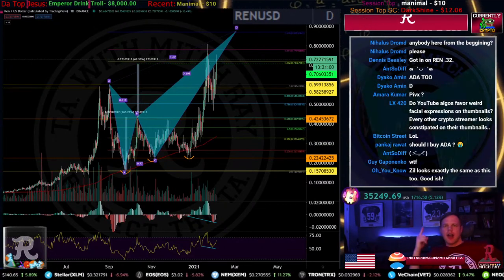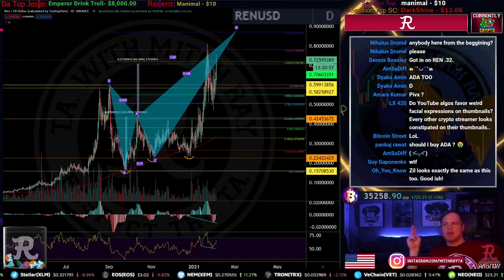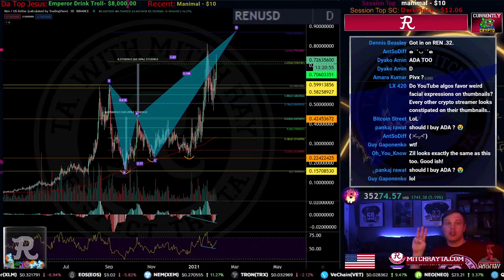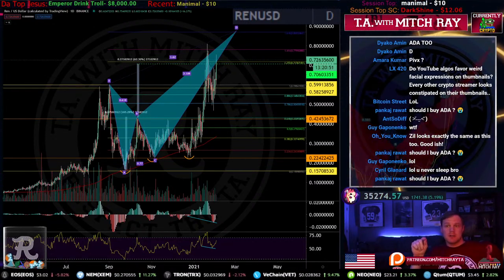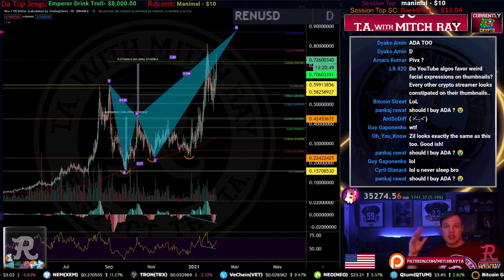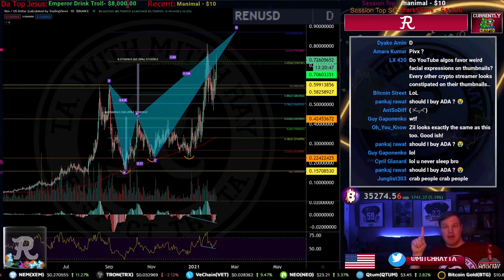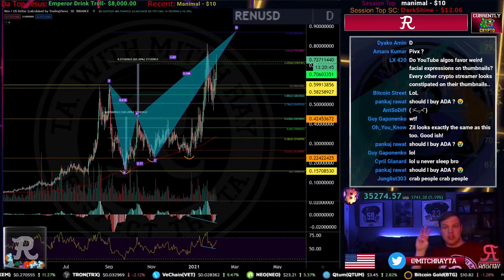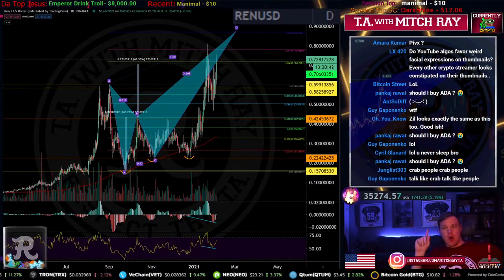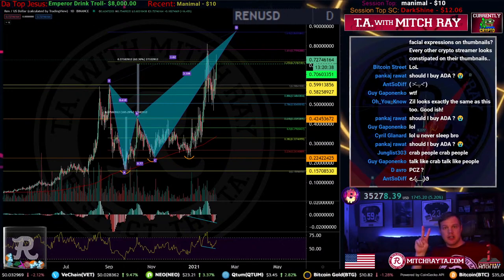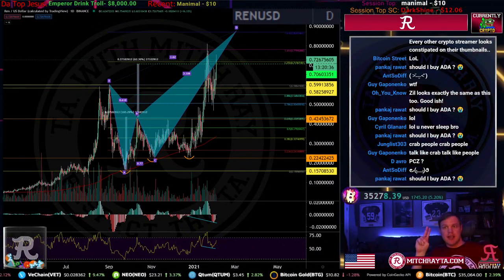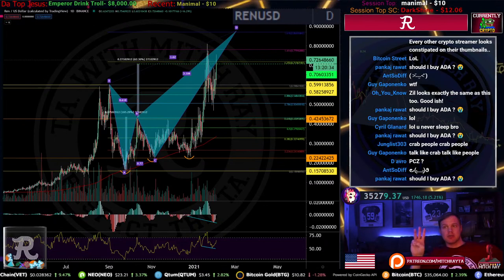And man, you got crabs, you got deep crabs, you got butterflies. They're so similar. The B point is it. The B point tells you everything about whether it's a crab, a butterfly, or a deep crab, right? The crab is between the 382 and the 618. The butterfly is the 78.6% retrace, and the deep crab is the 88.6% retrace.